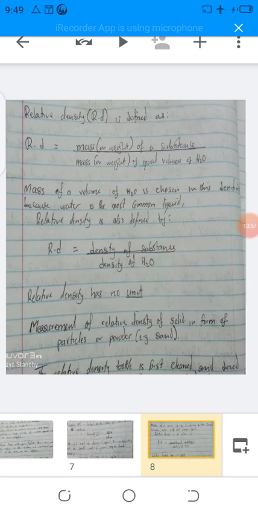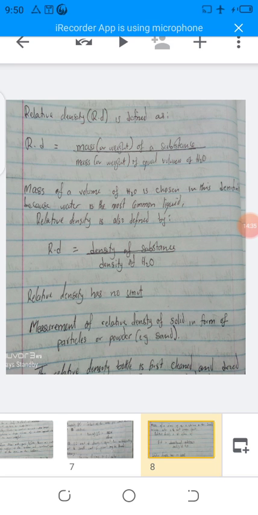So relative density is defined as follows. Rd, which represents relative density, is the mass of a substance all over the mass of an equal volume of water, or the weight of a substance all over the weight of an equal volume of water. The mass of a volume of water is chosen in this definition because water is the most common liquid. So relative density is also defined by Rd is equal to density of substance all over density of water. Relative density has no unit.